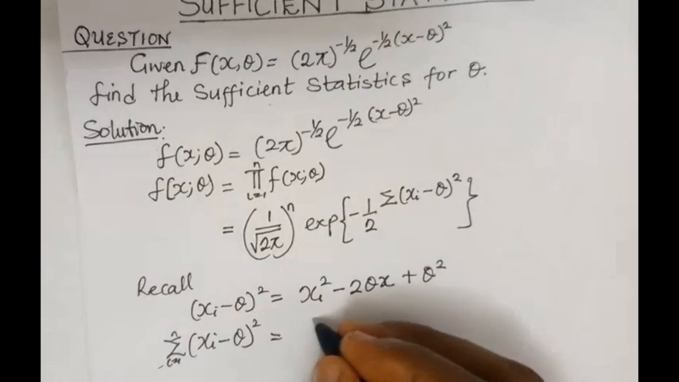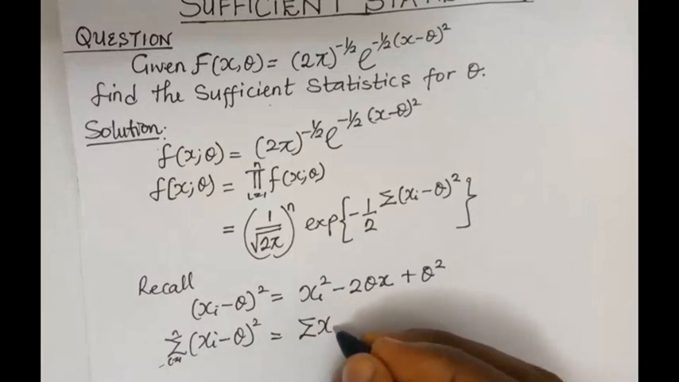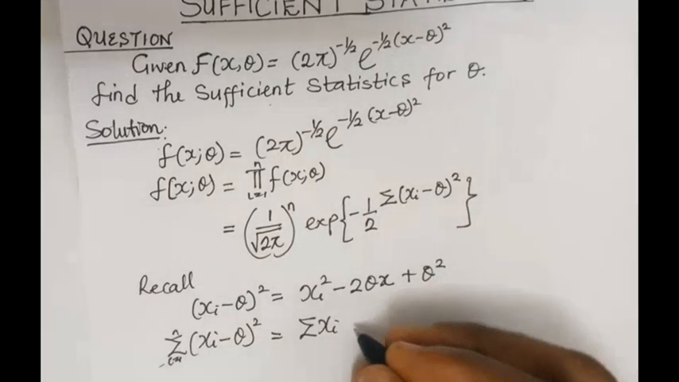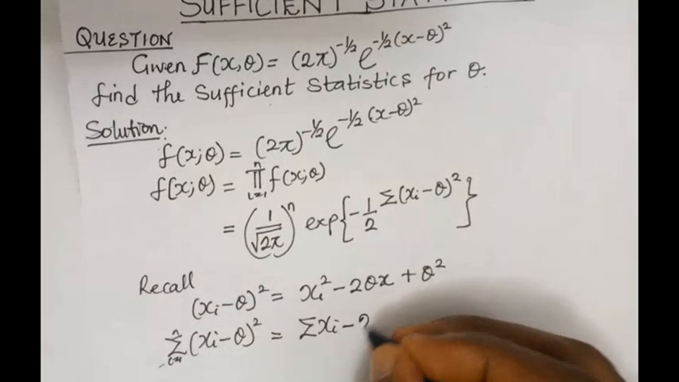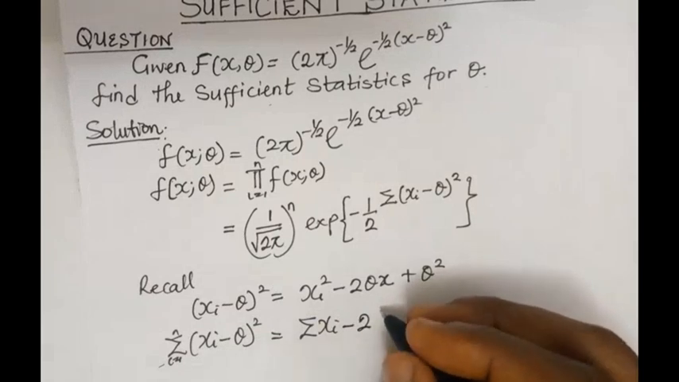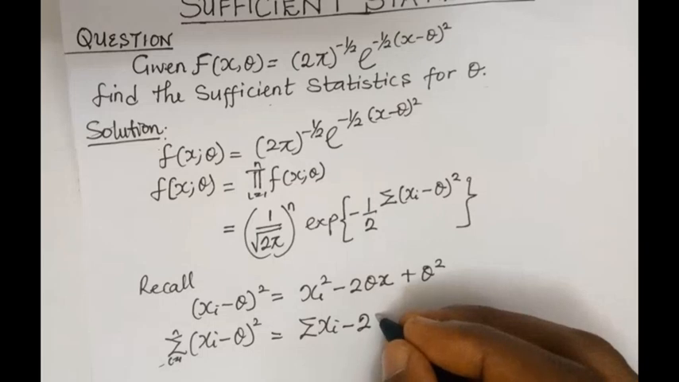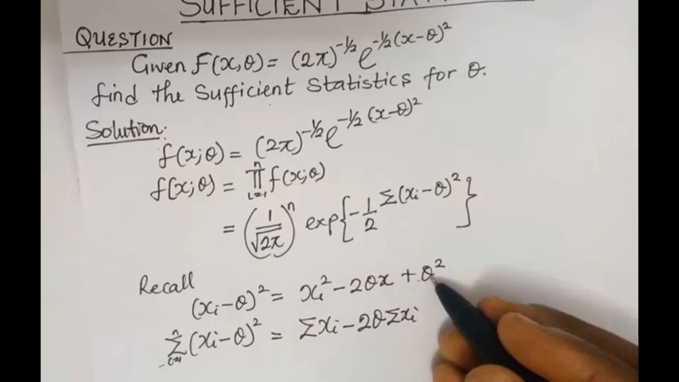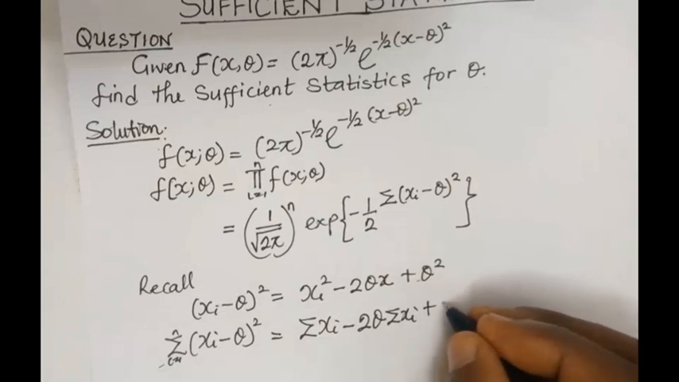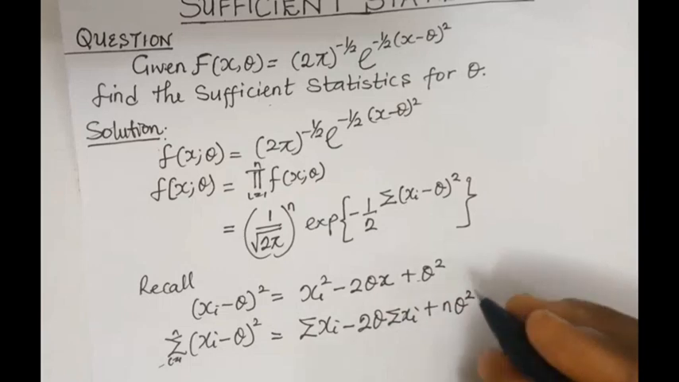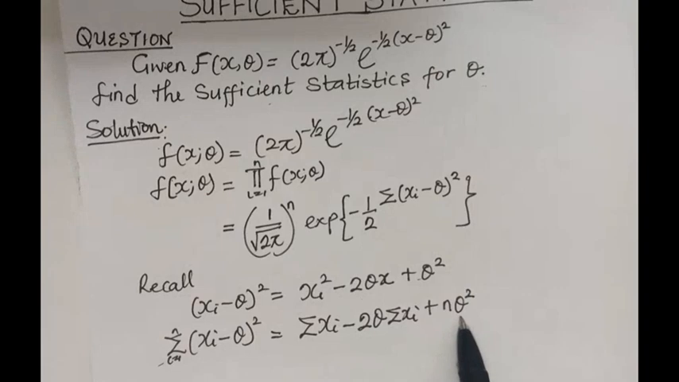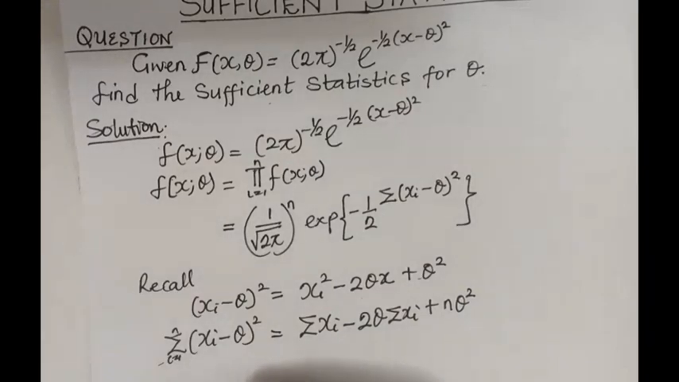we'll have summation of xi squared. That means if you're using this now to sum what we have gotten here, minus 2 theta summation of xi. If you sum a constant, you get n, so we'll have n theta squared. So it means the whole of this is equal to this. The whole of this is equal to this.